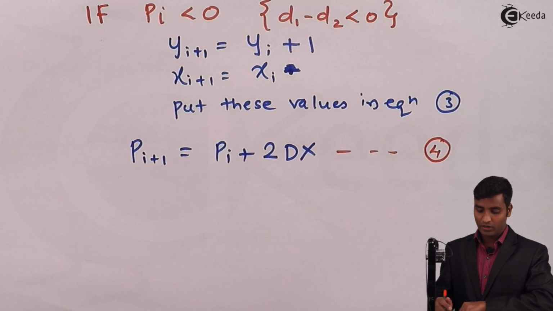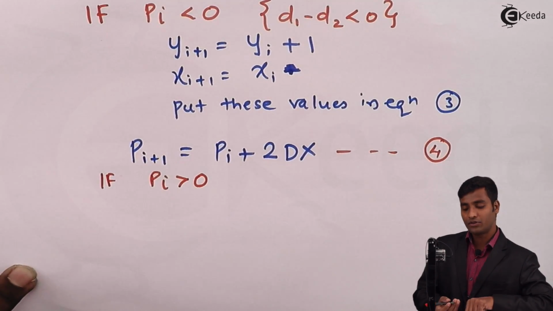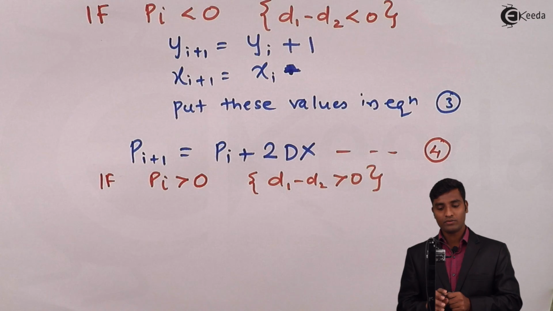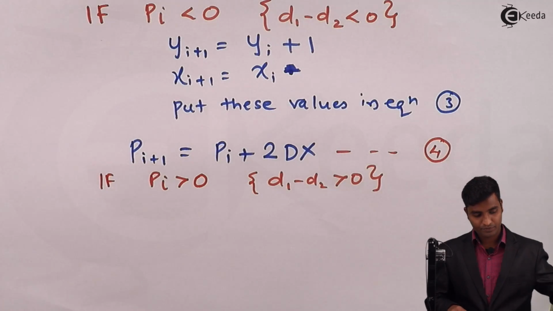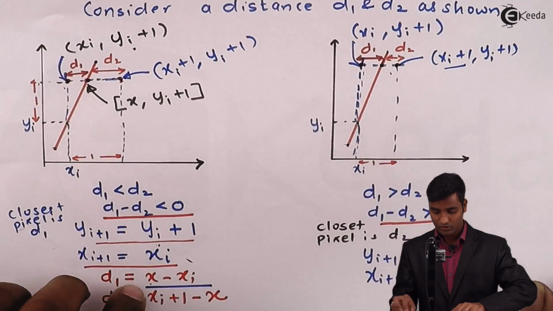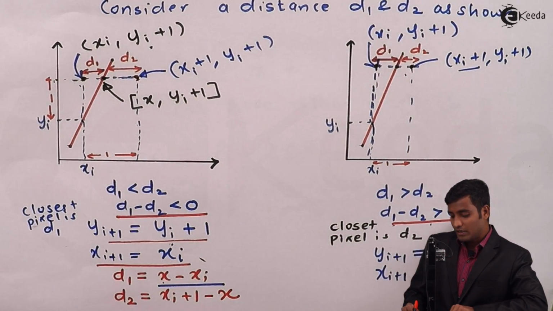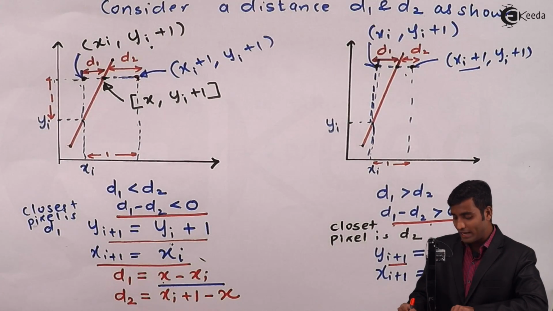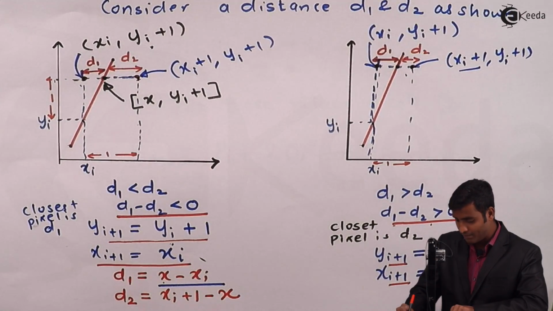So similarly, for the decision parameter greater than 0, that is if pi is greater than 0, which means that d1 minus d2 is a non-negative value, that is greater than 0. So in that case, the I plus 1th pixel for the y coordinate will be yi plus 1 and the I plus 1th pixel for the x coordinate will be xi plus 1.